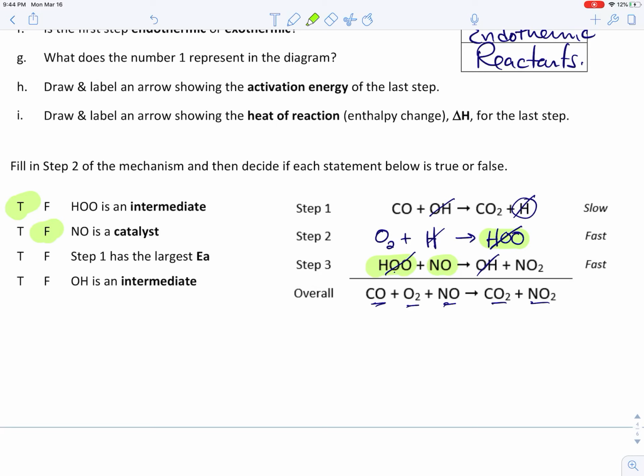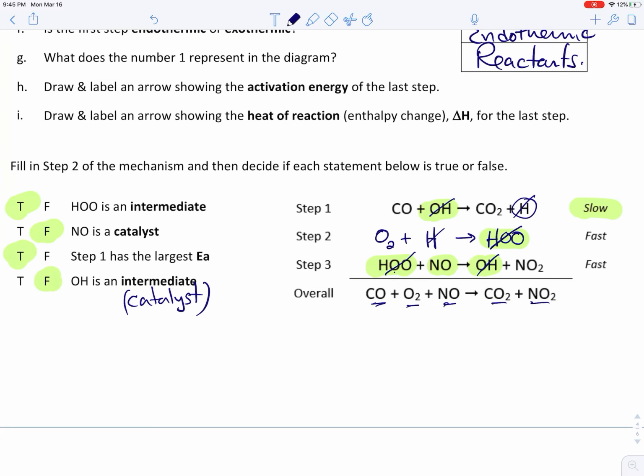Step 1 has the largest activation energy. Well, to decide that, we look on the right-hand side of the mechanism and we see those words slow, fast, and fast. Step 1 is described as slow. That means it had the largest activation energy, so that would be a true statement. And finally, OH is an intermediate. Well, the OH did indeed cancel out, but it began as a reactant in step 1, and it finished as a product in step 3. So that means it was not an intermediate. That's false. It was in fact a catalyst instead.